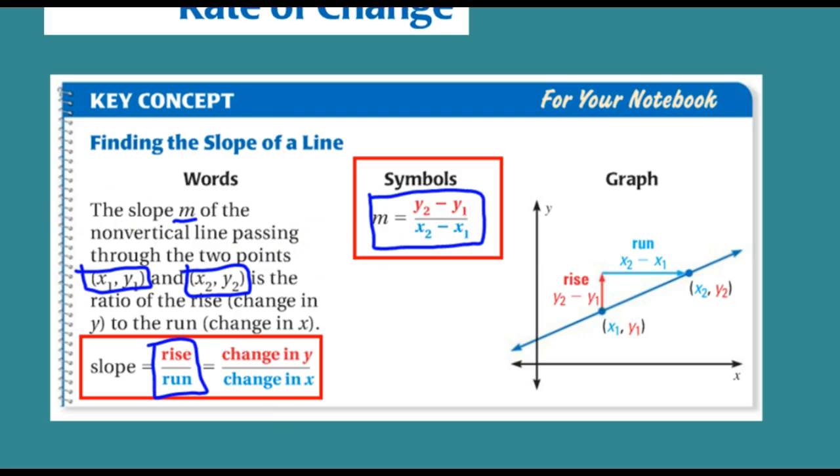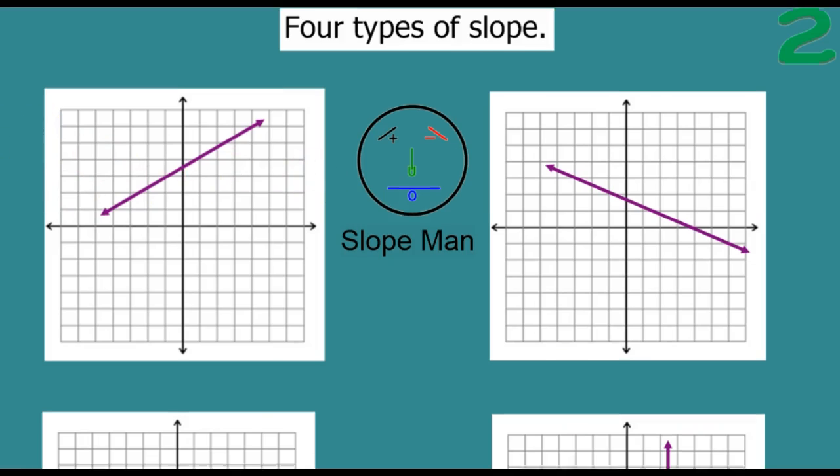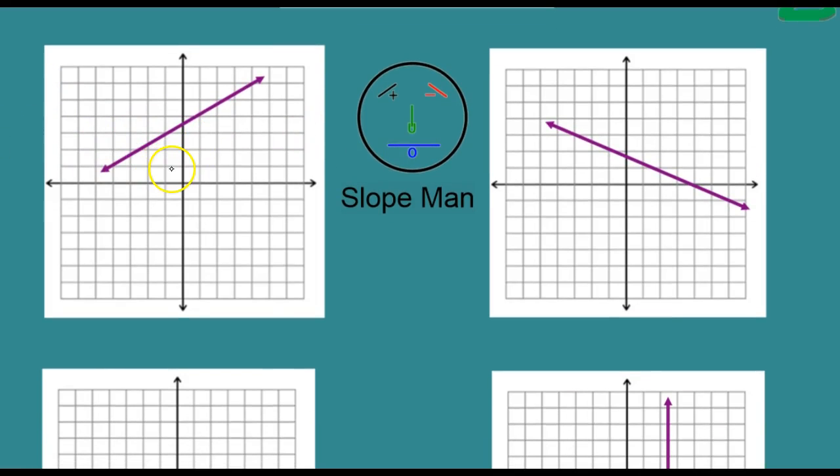So if we get into this, there are 4 different types of slope. When you're looking at slope, you look at the line from left to right. So this line is going up. If you look here on our slope man, if the line is going up, there's a little plus sign, which means this is positive.